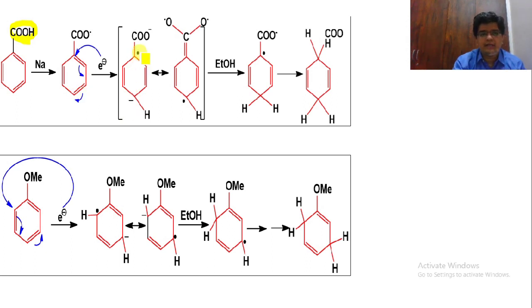So here we have a negative charge and this is our free radical. By resonance you can produce a free radical here. Here we have a free radical. Now as we know, the protonation, that is the attack, occurs by ethanol.